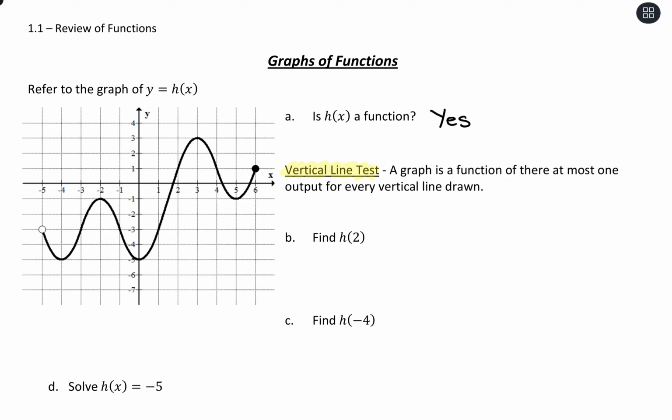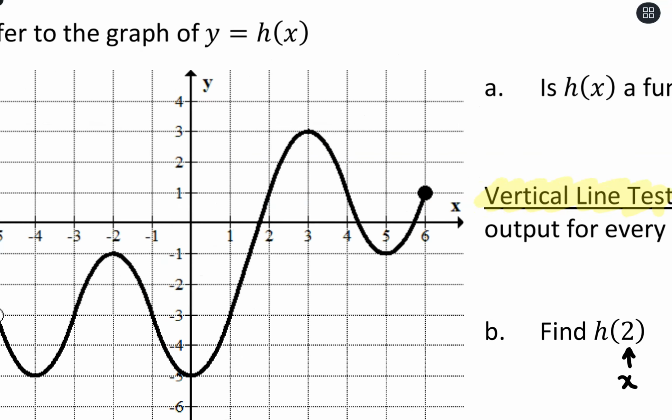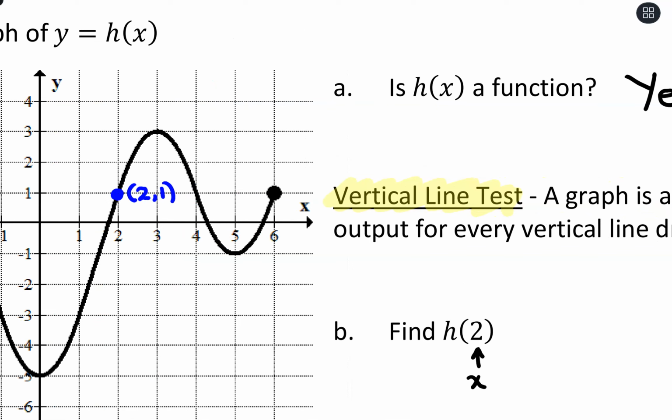Let's say we want to find h of 2. Again, it's giving us the input, so it's giving us x, and I want to find the output. So I'm going to go to x equals 2, and then I want to find the matching y coordinate. On our function, we have the coordinate (2, 1), and this function notation is asking for that output, which would be positive 1.